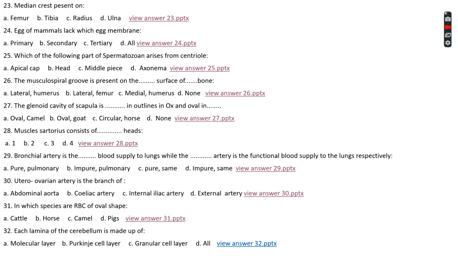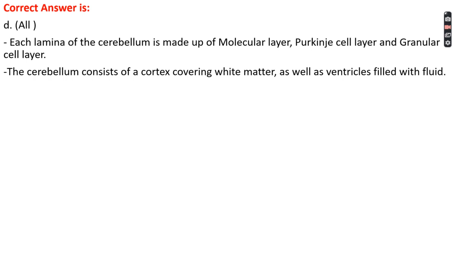Question number 32. Each lamina of the cerebellum is made up of option A molecular layer, option B Purkinje cell layer, option C granular cell layer, option D all. The right answer is option D, that is all. Each lamina of the cerebellum is made up of the molecular layer, Purkinje cell layer, and granular cell layer. The cerebellum consists of a cortex covering the white matter, as well as ventricles, which are filled with fluid.